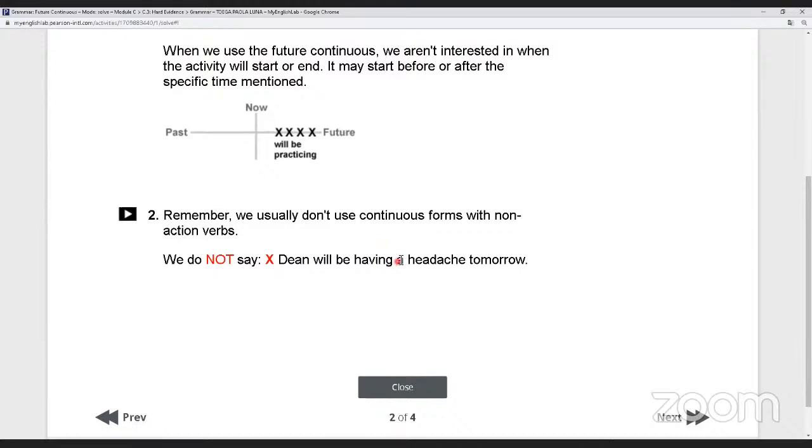How about if I change the context? Instead of saying a headache, I'm gonna opt for a dinner, for example. Dean will be having a dinner tomorrow. In that case, yes, you can use it. Why? Because it implies movements, right? So many movements.